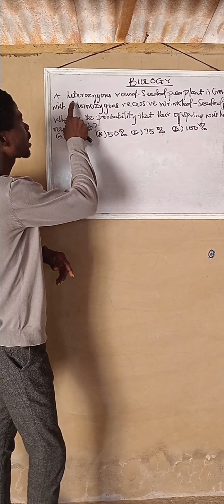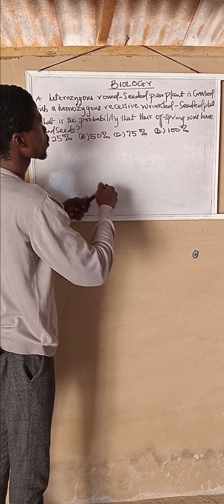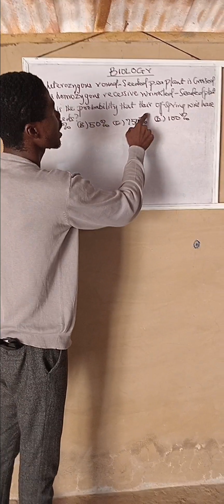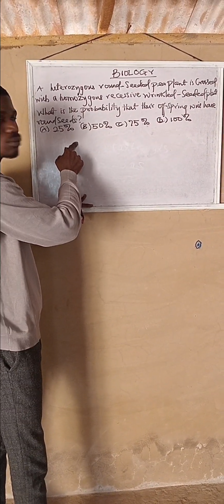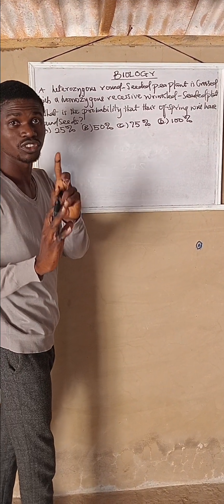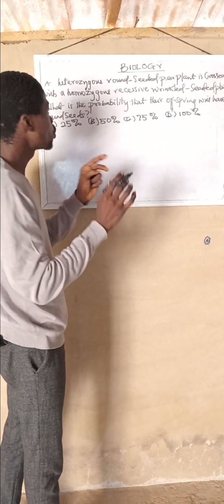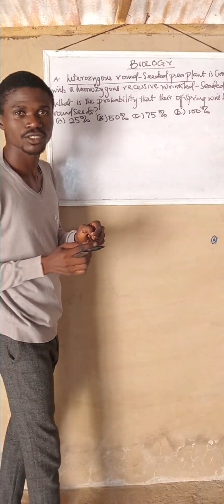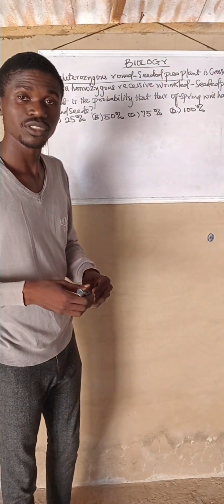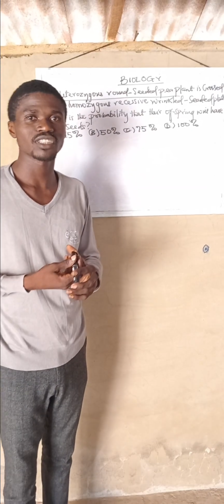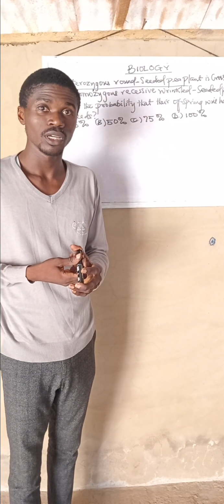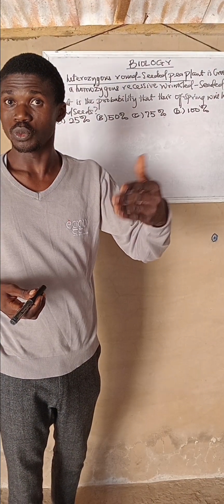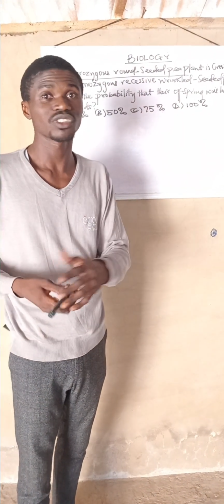The question is this: a heterozygous round-seeded pea plant is crossed with a homozygous recessive wrinkled-seeded plant. What is the probability that their offspring will have round seeds? Here we are given two categories of parents. The parental gene we have here, which makes up the allele, is the heterozygous round-seeded pea plant. Heterozygous refers to a character with a different set of genes, while homozygous means a character with the same set of genes.